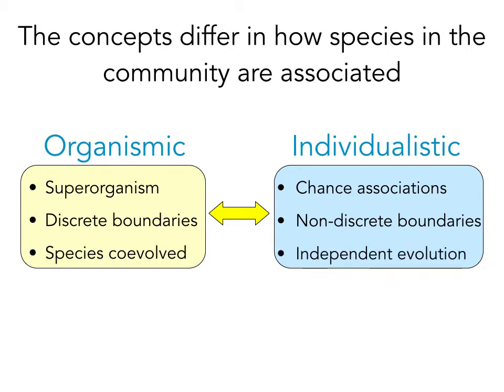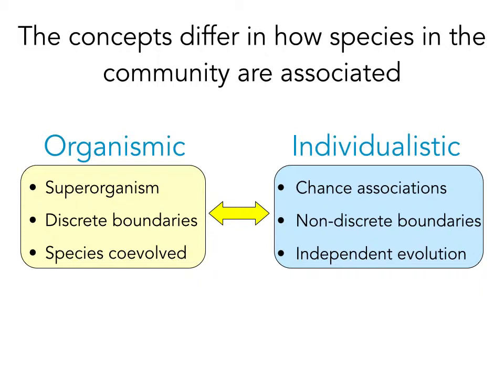Clements believed in his organismic model that the species in the community were all highly co-evolved with one another, and that this was why they formed these superorganism-like associations with one another, and why they had such discrete boundaries as well in response to environmental conditions.